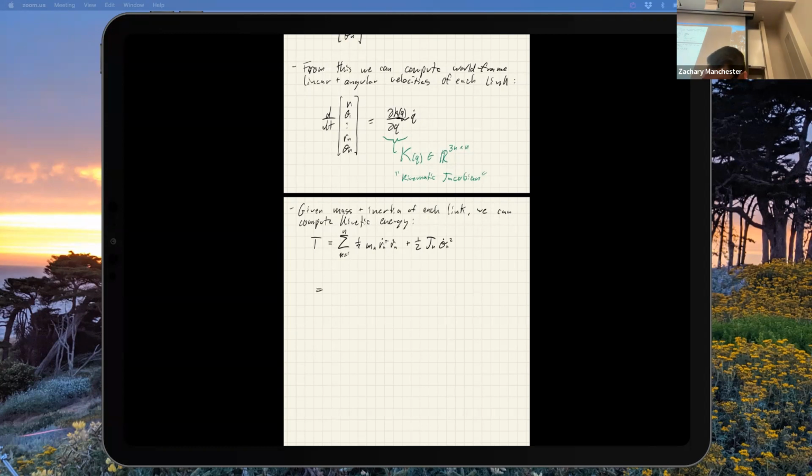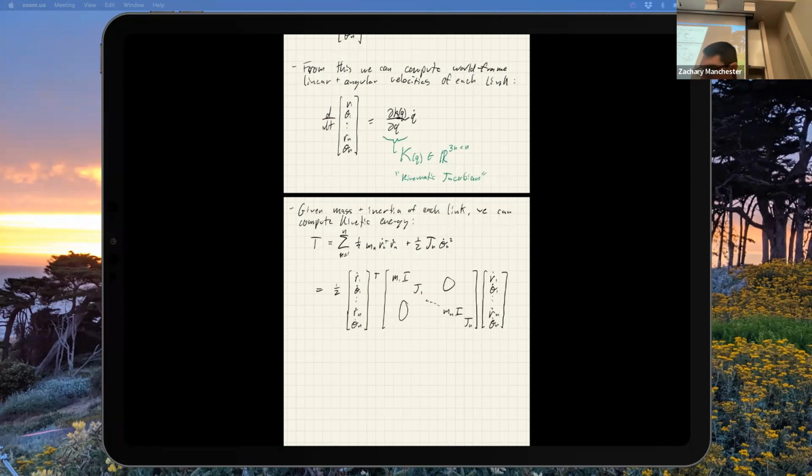Okay, so this thing, we can write as a big matrix expression, like so. I can squish a big mass matrix in here. This looks like m1 I, J1, dot dot dot, then mN I, JN, and then a bunch of zeros. So this is a big block diagonal matrix. And then same stuff over here: we've got r dot 1, theta dot 1, dot dot dot, r dot n, theta dot n.